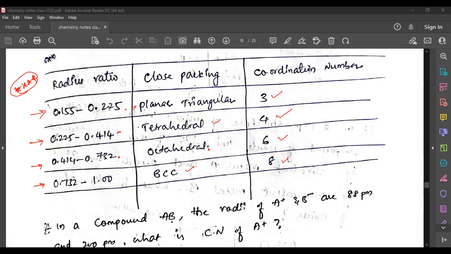So this is the radius ratio for the tetrahedral void: R plus by R minus equal to 0.225. And this is the radius ratio for the octahedral void: R plus by R minus equal to 0.414. Okay, these are the values. Any doubts in this? No, sir.